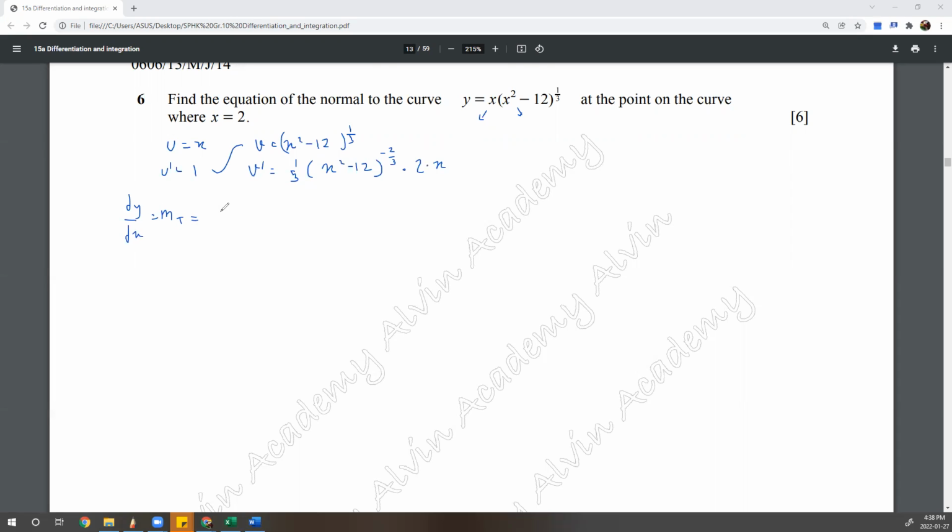Like it is 1 times (x squared minus 12) power 1 over 3, that is U accent V, plus U, which is x, times V accent, 2 over 3x, right? I make it simple, 2 over 3x, times (x squared minus 12) power negative 2 over 3, and you can find the gradient of the tangent where x equals 2. Okay, so you just use a calculator.